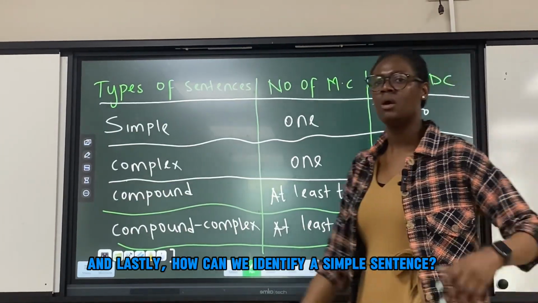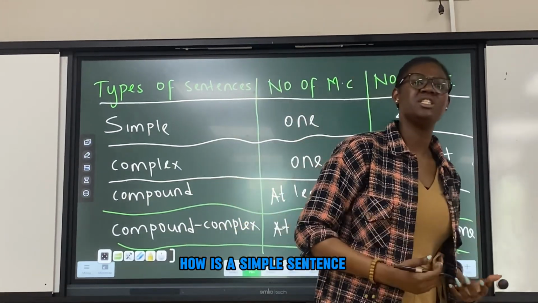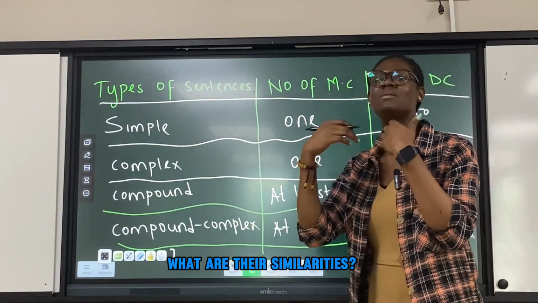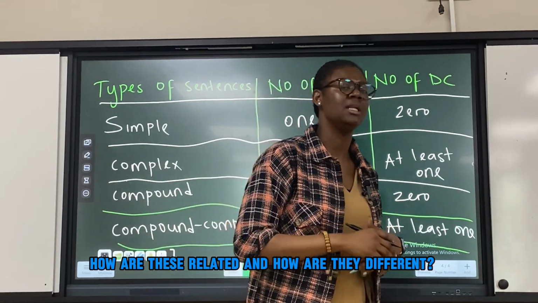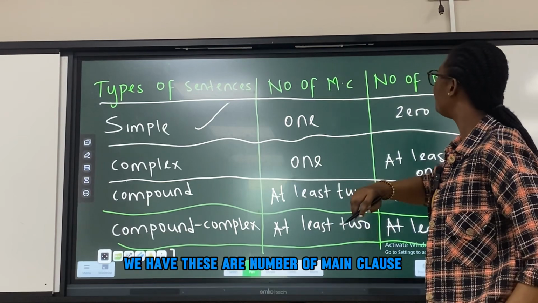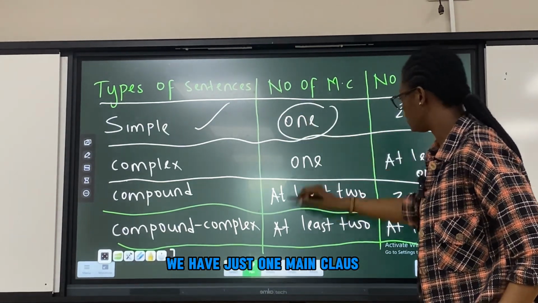And lastly, how can we identify a simple sentence? How is a simple sentence, or how are the sentences related? What are their similarities? What are their disparities? How are they related, and how are they different? Now, in a simple sentence, we have just one main clause.